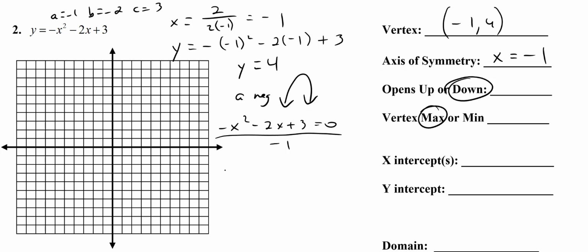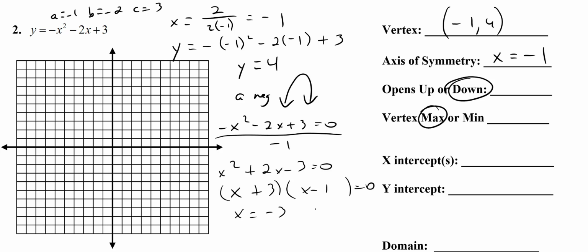That's going to make it x squared plus 2x minus 3 equals 0. Okay, and again, just because I want to get going here, using the x method, you get x plus 3, x minus 1. Those are your values. So x equals -3, x equals 1. So my x-intercepts are (-3, 0) and (1, 0).